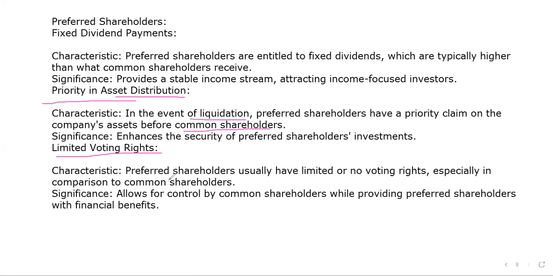The characteristic of these ones also is limited voting rights. Preferential shareholders have limited or no voting rights at all in comparison with common stockholders. This allows control only to the common stockholders while providing preferential shareholders with financial benefits only. So it's another characteristic that they have.